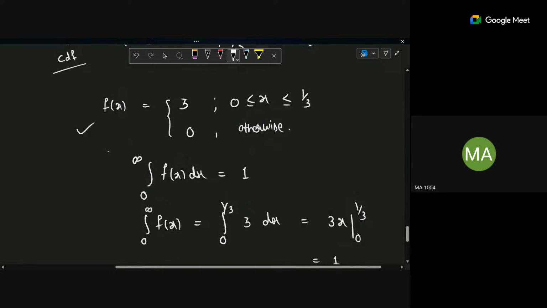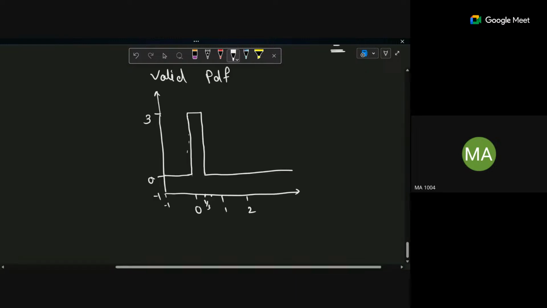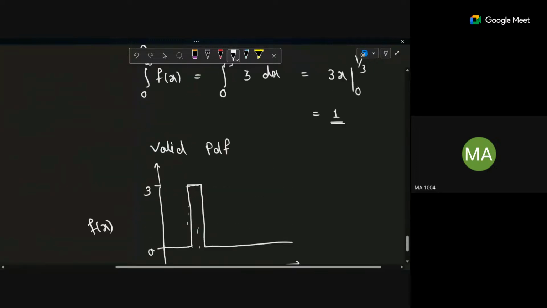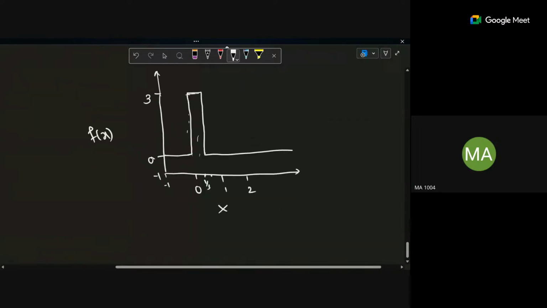Your PDF is giving 0 for all the values lying outside 0 to 1 by 3. So I just plotted 0 here so that we can observe it clearly. This is your x values, this is your f of x. Whenever x is lying between 0 to 1 by 3, your graph will stay at 3, right? Rest of the time it will be here only. And the integration under this curve is 1, as we have checked here, right?